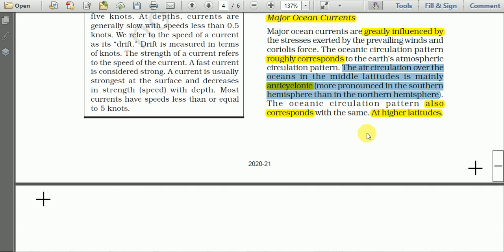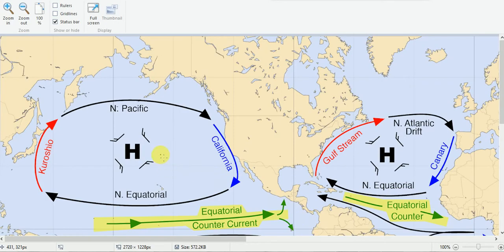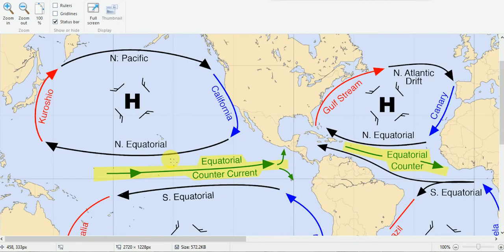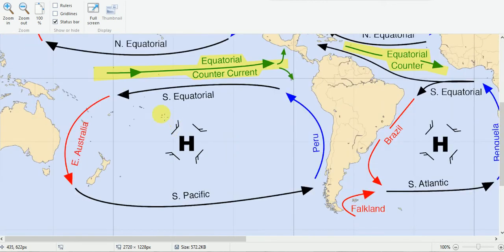Here, the air circulation over the ocean in the middle latitudes is mainly anticyclonic. Let us see another diagram. This is the northern hemisphere, the northern Pacific Ocean, and here the circulation pattern is anticyclonic, that is, clockwise in the northern hemisphere, and here it is anti-clockwise, like this.